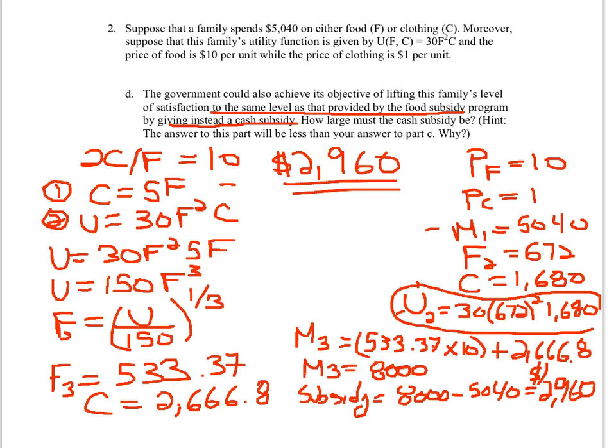And if you remember, when it was a price subsidy, the government actually spent, that's the answer to part C, $3,360. So giving this family a cash subsidy is cheaper than giving this family a price subsidy, and they make the family equally happy. Now, I have a little question here for you, which is why this is so. That is what we started talking about in the next lecture.